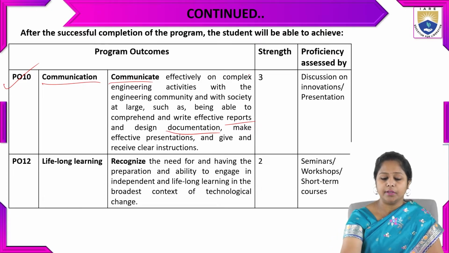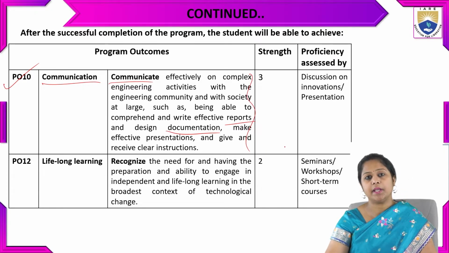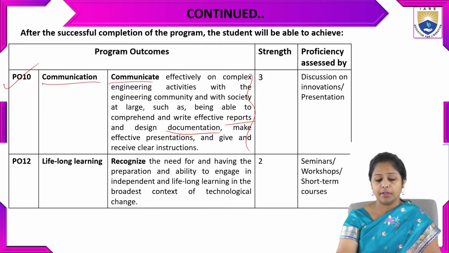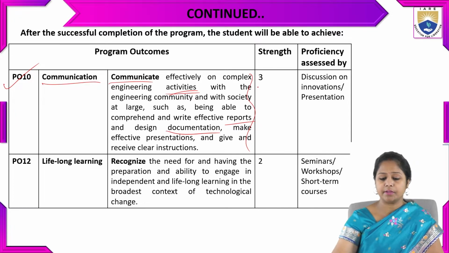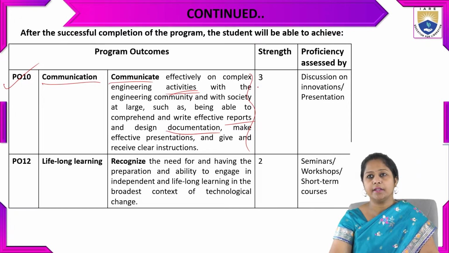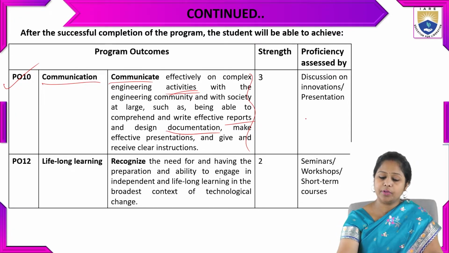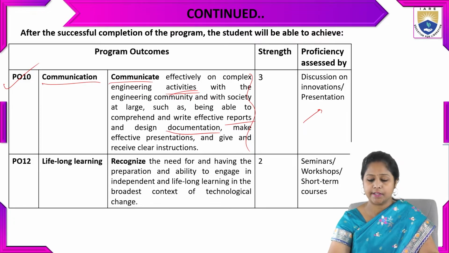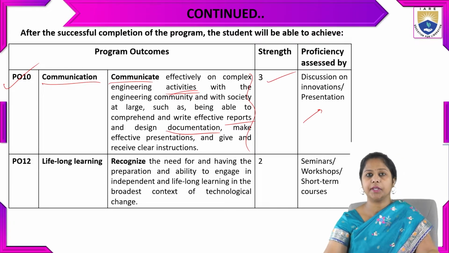So the society will be able to understand what different activities he has completed. On the basis of that, he is going to be assessed on the discussions on innovations, as well as on the presentation he is going to give. So the strength will be 3 for that.